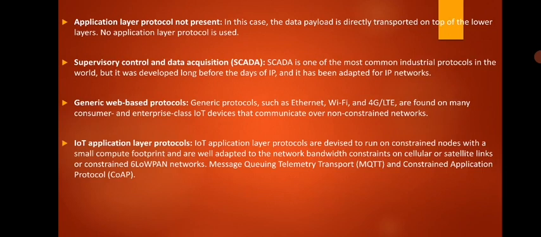Then the last and very important one, IoT application layer protocols. IoT application layer protocols are diverse. IoT application protocols are devised to run on constrained nodes with a small compute footprint, and are well adapted to the network bandwidth constraints on cellular or satellite links or constrained 6LoWPAN networks. Message Queuing Telemetry Transport, MQTT, and Constrained Application Protocol, CoAP, are examples of IoT application layer protocols.